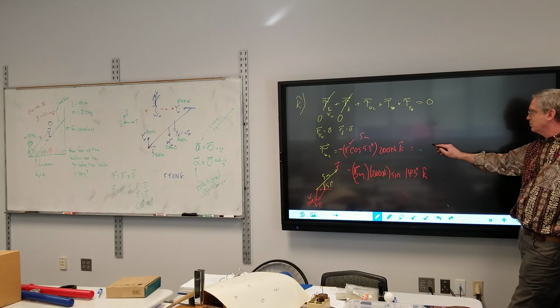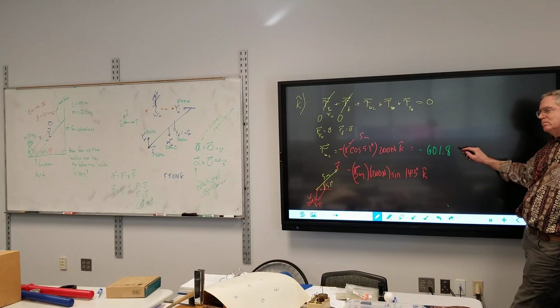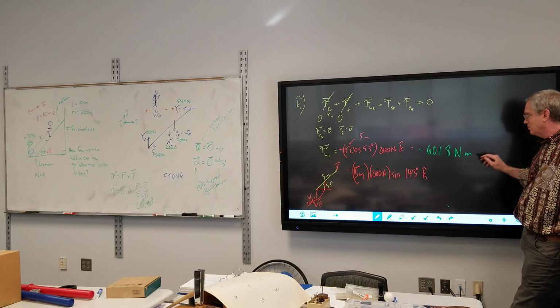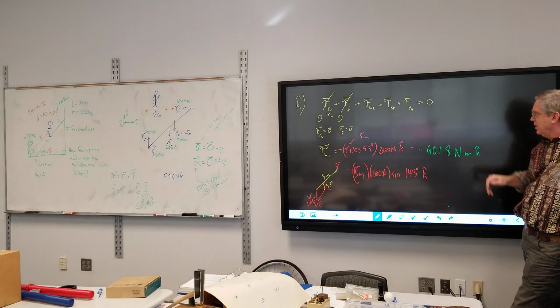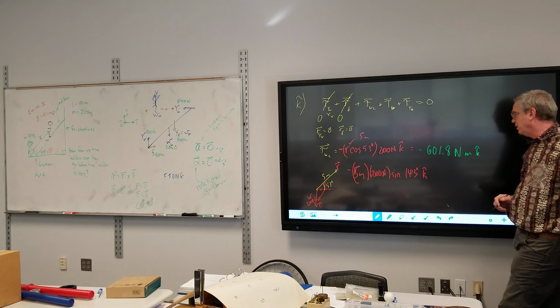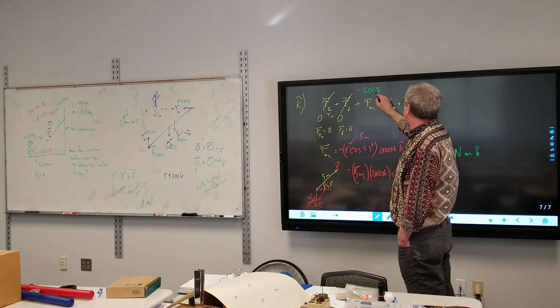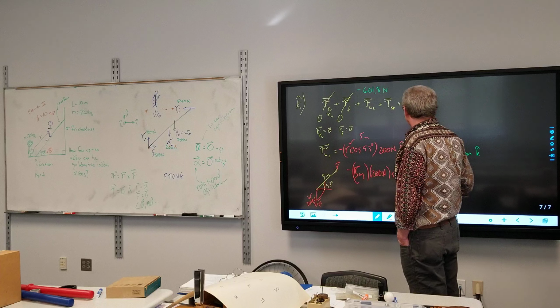Negative 601.8 meters K hat. No, I'm not gonna write K hat up there, because I'm setting all those to be K hats. But technically it is K hat if I'm looking at just the one. All right, so I've got negative 601.8 newton meters. Oh, all my units will be the same. So.